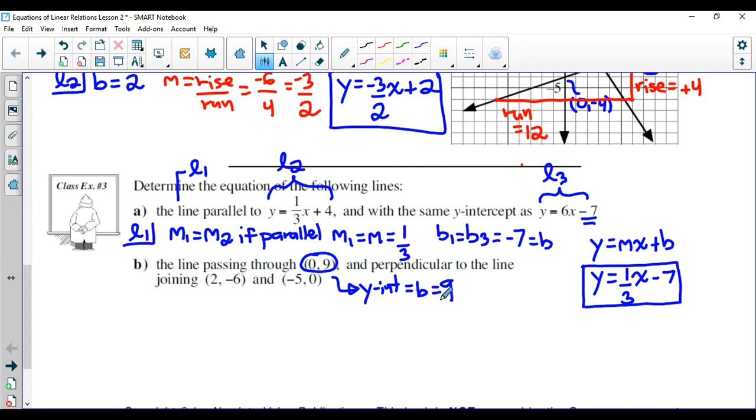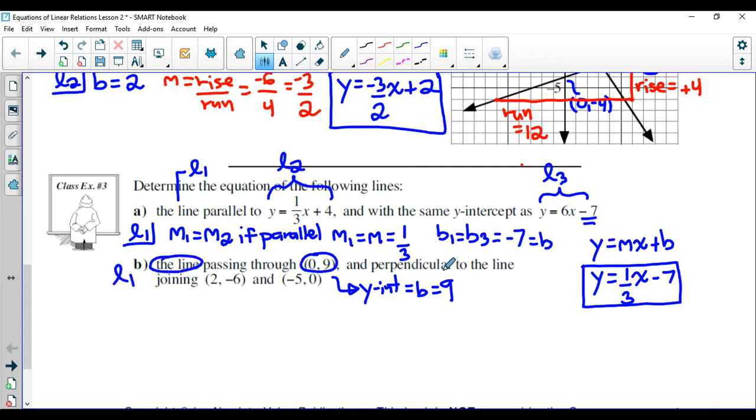So your y-intercept would be b is equal to 9. So if our line passes through this point, its y-intercept must be 9. So I know the b part of the equation. Okay, now it says the line we're going to look at.